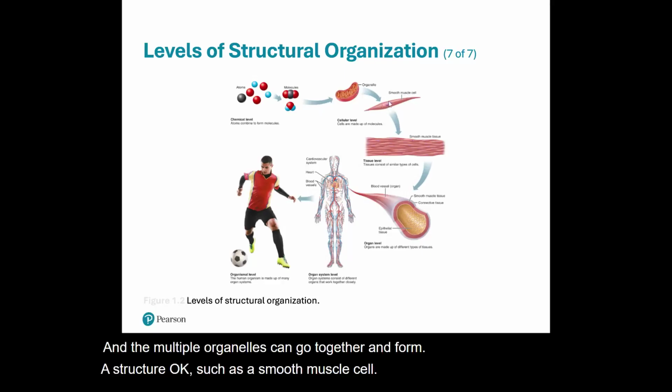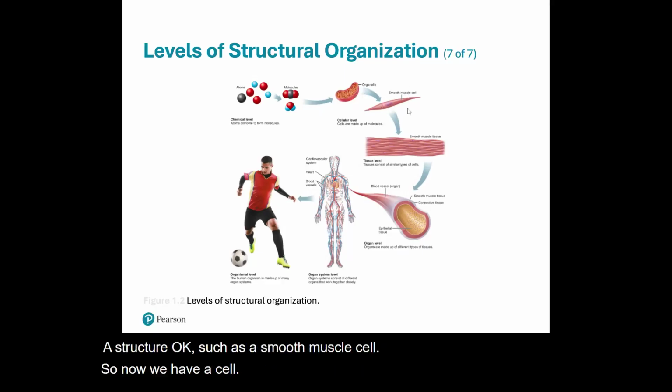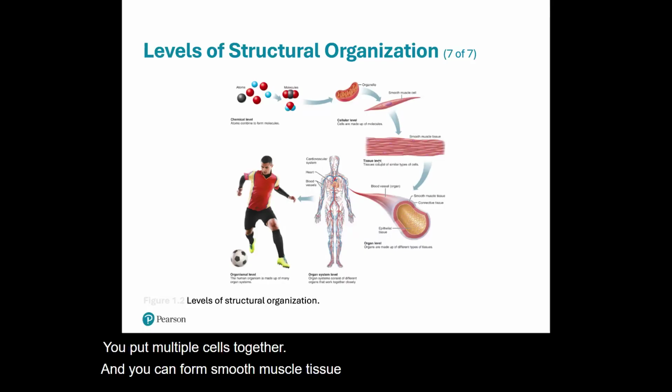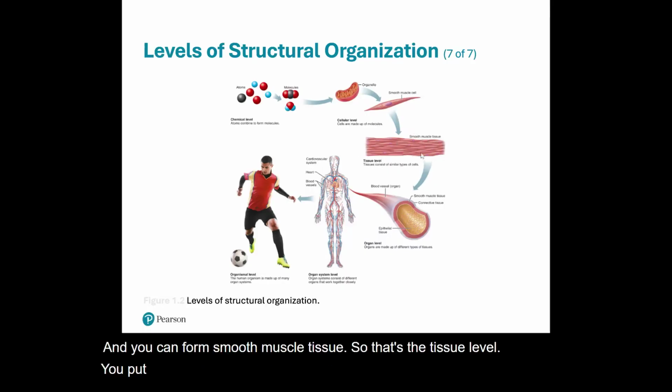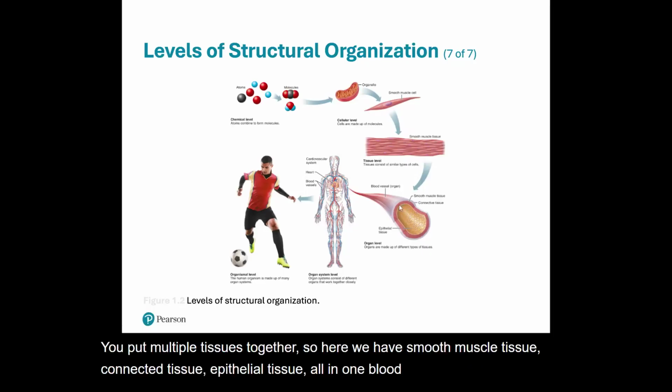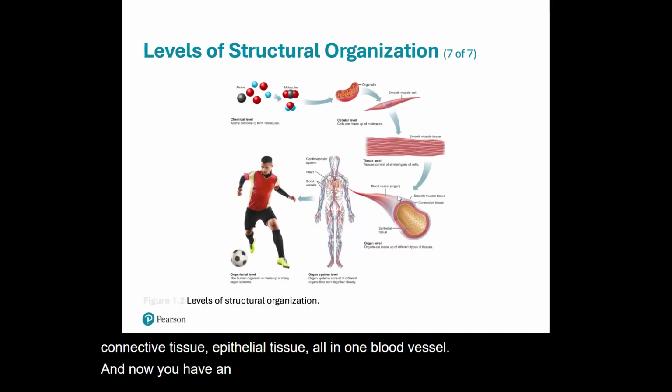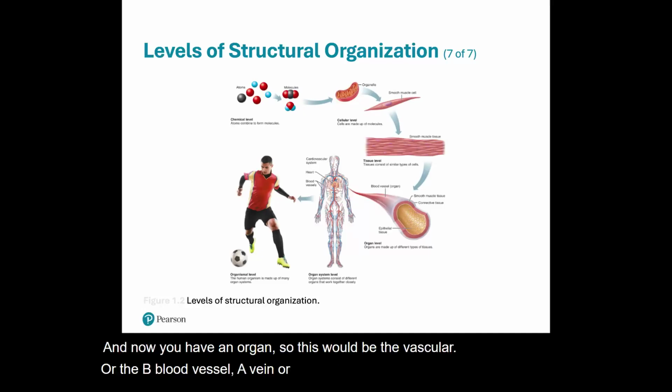So now we have a cell. You put multiple cells together and you can form smooth muscle tissue. So that's the tissue level. You put multiple tissues together. So here we have smooth muscle tissue, connective tissue, epithelial tissue, all in one blood vessel. And now you have an organ. So this would be the vascular, or the blood vessel, a vein or an artery.